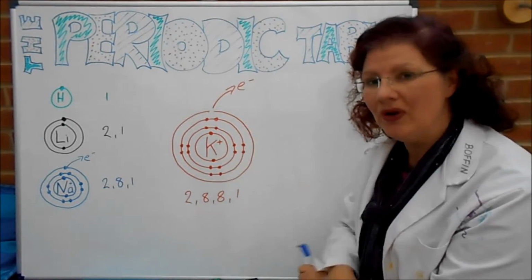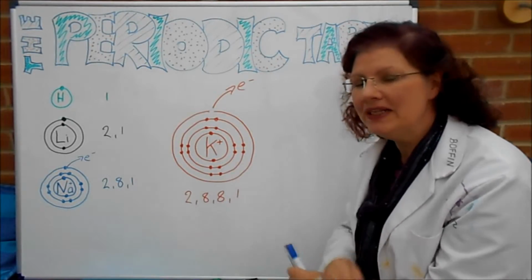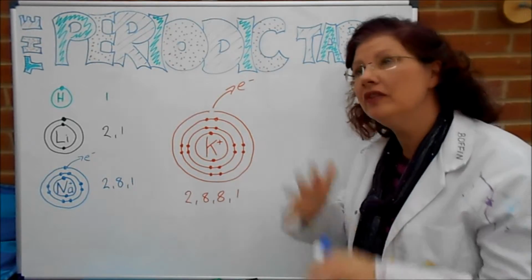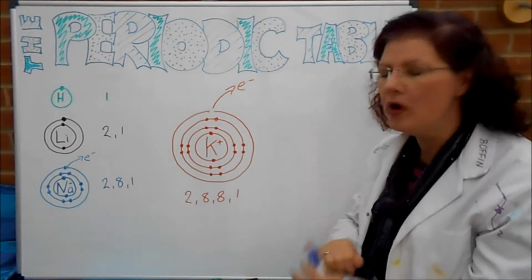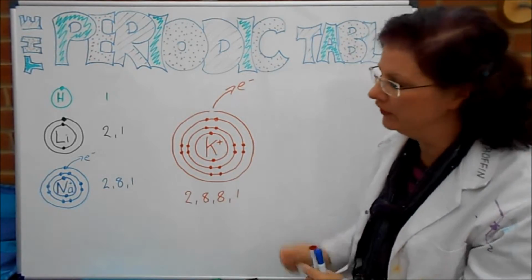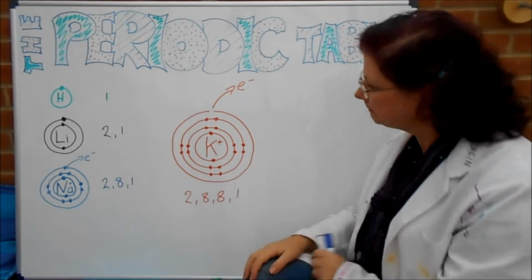So all the group 1s form positive ions, and since they form ions so readily, they join by ionic bonding. Again, there are other Batty-Boffin videos about covalent and ionic bonding, but group 1 are very keen to form ions, very keen to form ionic bonds. Now, this also tells us something about the reactivity.